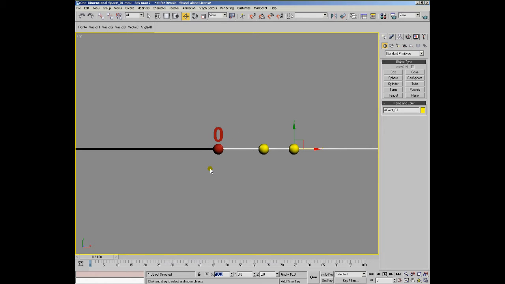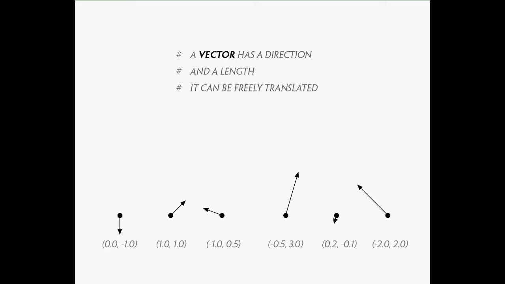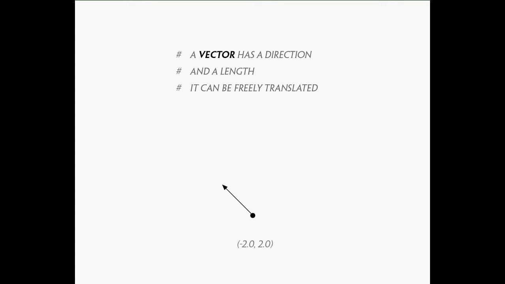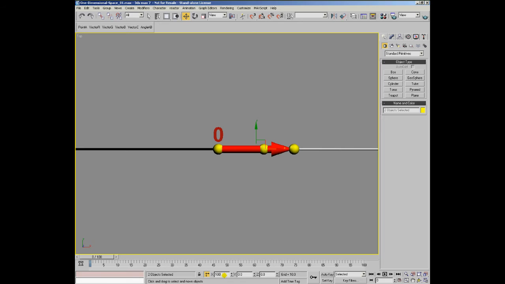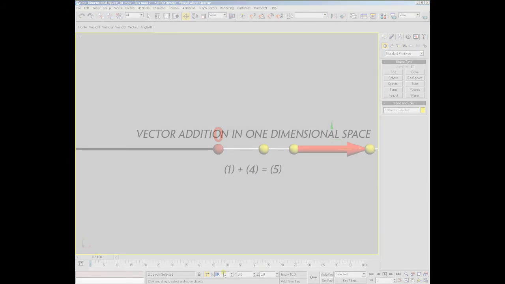We can see any point as a one-dimensional vector which has its start at the origin and the end at the point in question. A vector has a direction and length. A vector can be freely translated and remains the same vector as long as its direction and length remain the same. For example, we can translate this vector along the only axis of our one-dimensional space, but the vector itself remains the same.